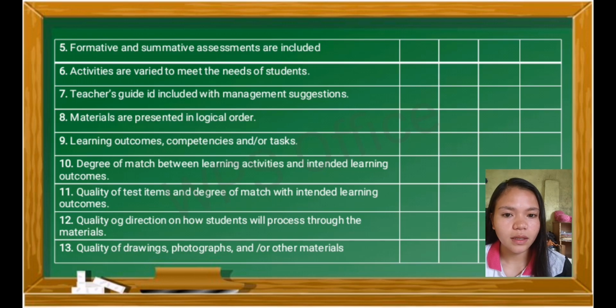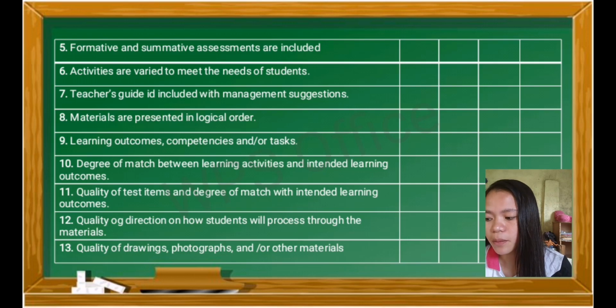So next criteria is number eight: materials are presented in logical order. Is it yes or good? All right but not so good? No or poor or not applicable? Next criteria number nine: learning outcomes, competences, and or test. Is it yes or good? All right but not so good? No or poor? Or not applicable?